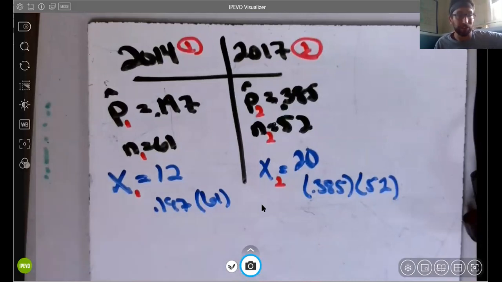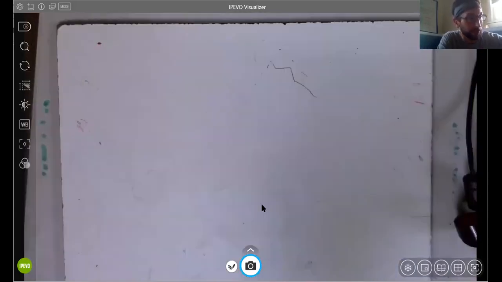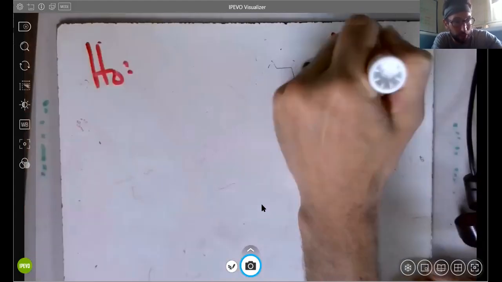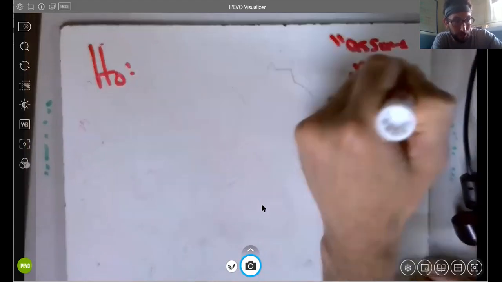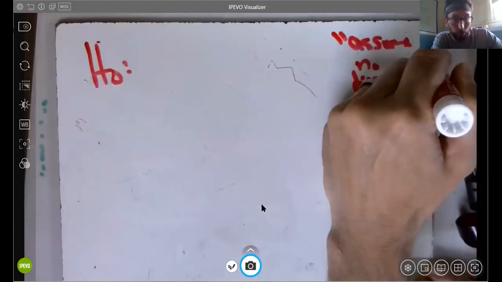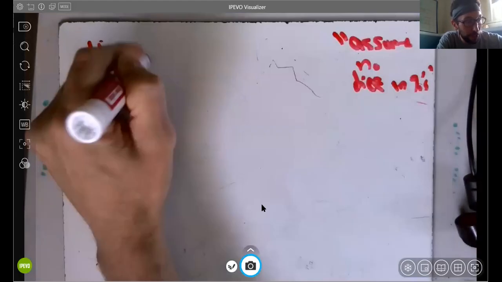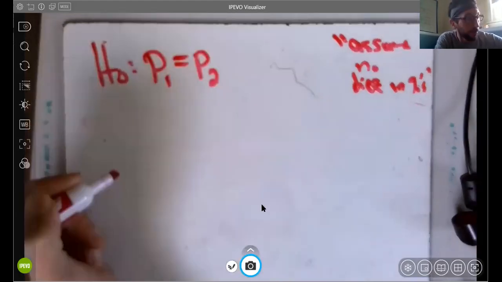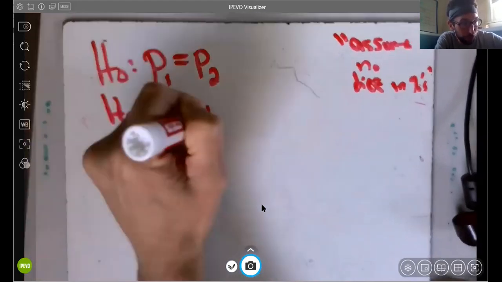So let's write those hypotheses. Anytime we have 2 samples, our null hypothesis is the same. In our null hypothesis, we're going to assume no difference in our percentages. Or if we had 2 sample t-tests, we would assume no difference in means. The idea would be the same. So we're going to assume that P1 is the same as P2. Or maybe for this problem, it's easier to use P14 equals P17.